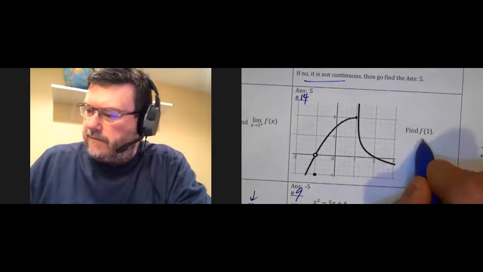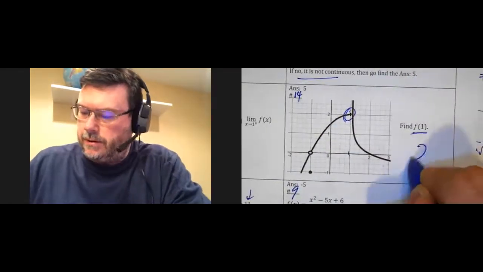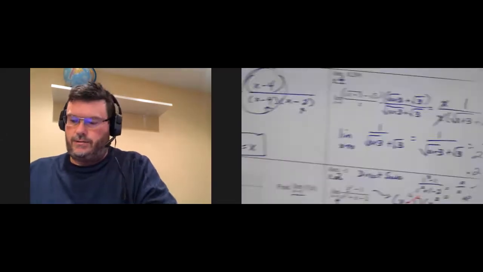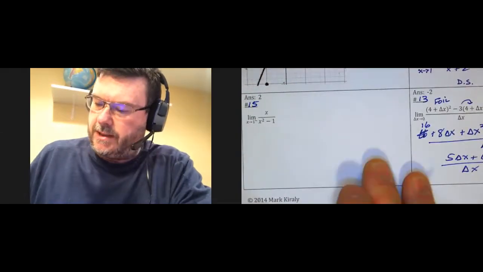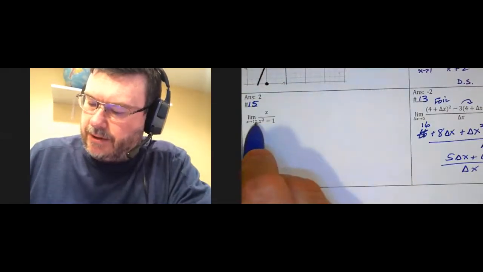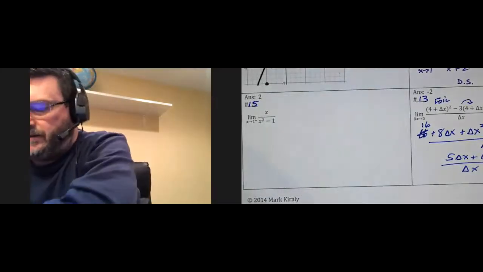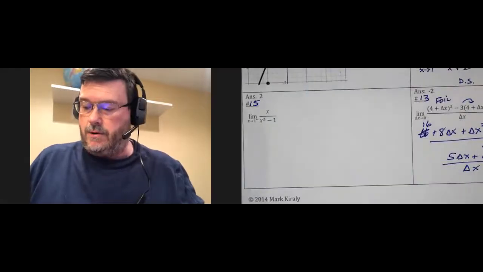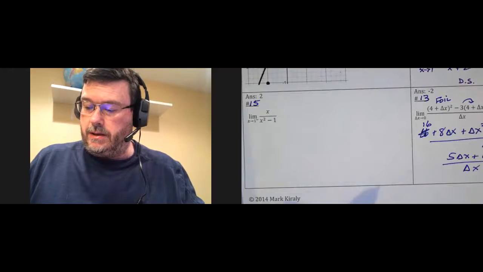They want f of 1. F of 1 is that dot, which is 2. 2 goes back to here. So that was 14. This is 15. We're almost done. The limit as x approaches 1 from the left. So I suggest a table, a graph, anything. We're not going to cancel anything. If I plug in 1, I get 1 over 0, which is undefined.